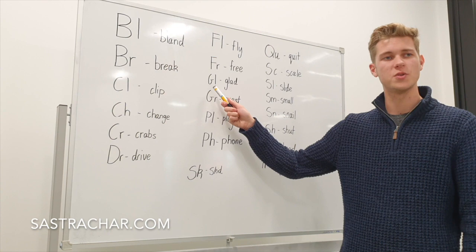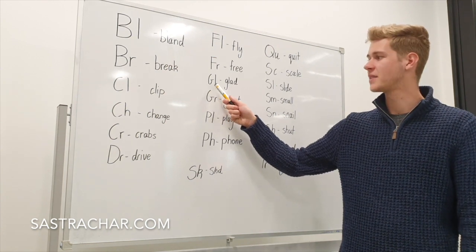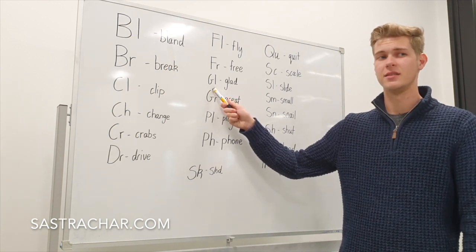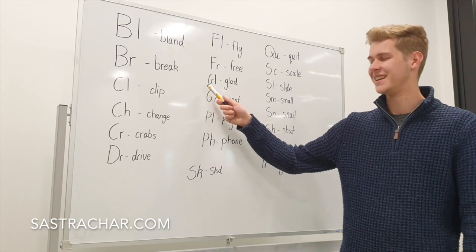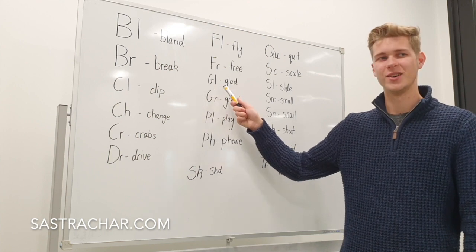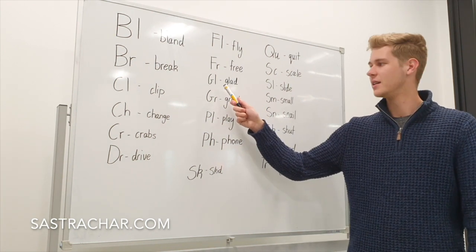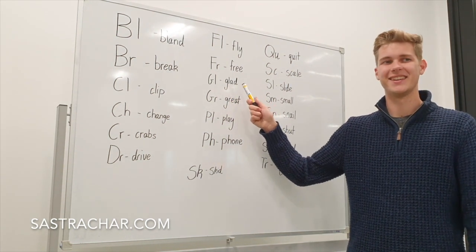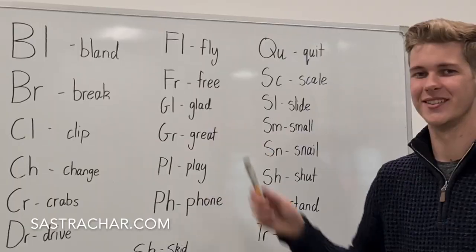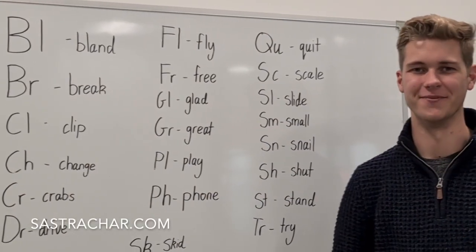Which blend is this one? We've got a G and an L. Gl. Gl. Awesome. And how do we pronounce this word here? Glad. Glad. Awesome. Let's move on.